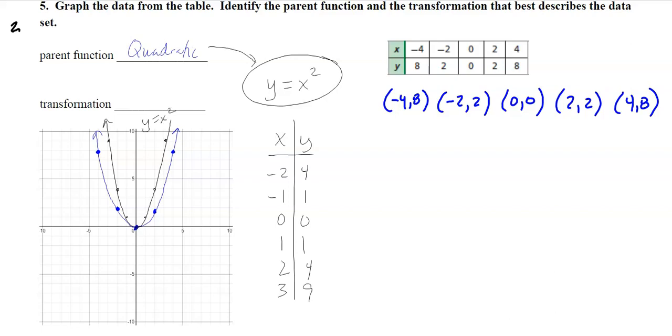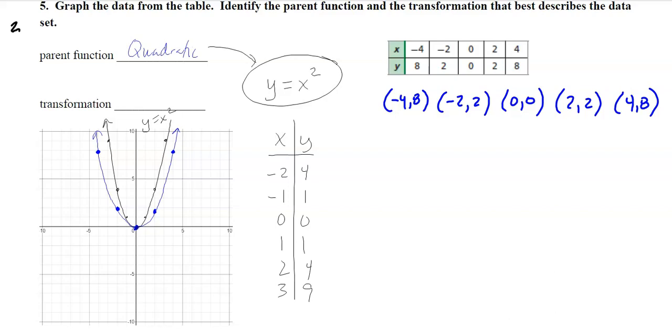Well, when I look at what happened to the blue one, the blue was the transformation. It looks like it did not move right or left. How I know that is because the vertex stayed in the same spot. So it did not move right or left, I can rule that out. It did not move up or down. So basically what happened is this thing got stretched or moved.